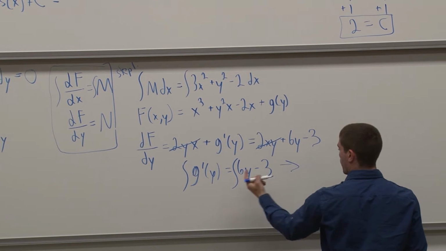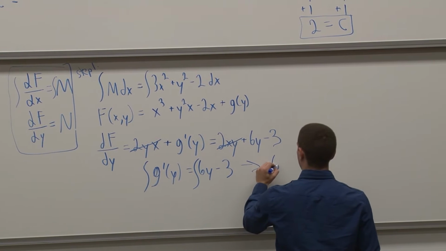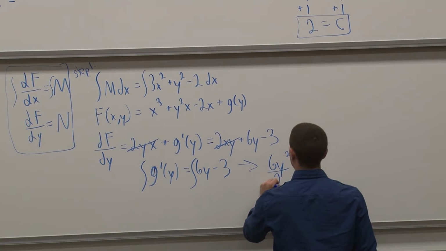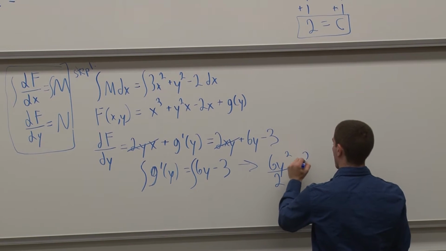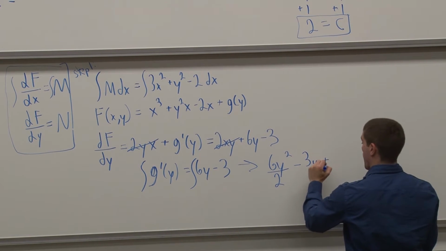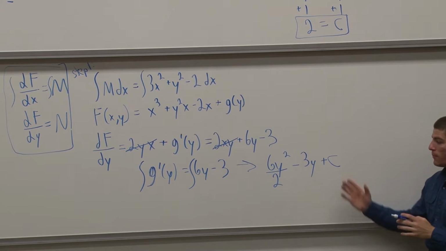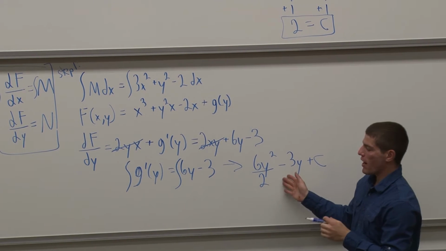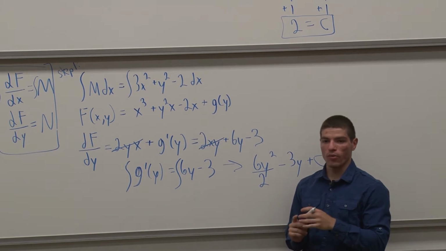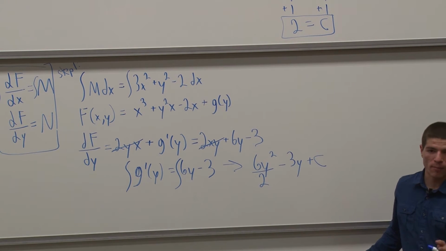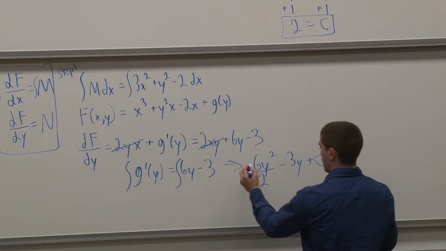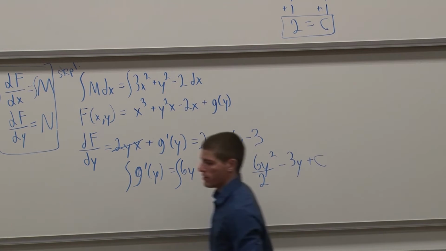The integral of 6y is going to be 6y squared over 2, or simply 3y squared, minus 3y. And then you add a plus c. Now you add the plus c here because you're integrating in terms of one variable. So the constant after the integration is always going to be a plus c, always going to be some number constant. So you have that. Now this can become... I need an eraser.